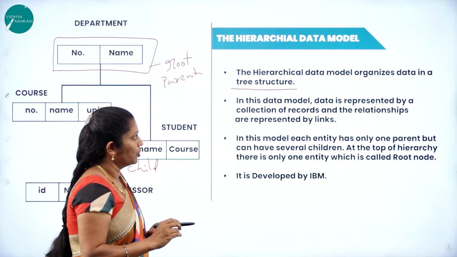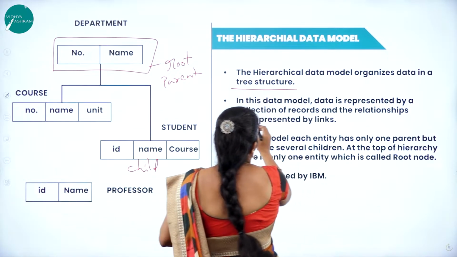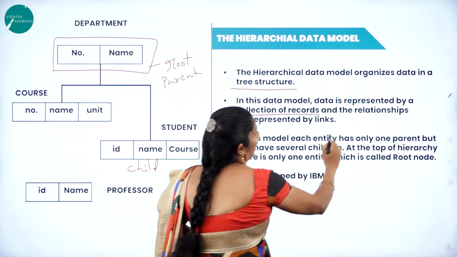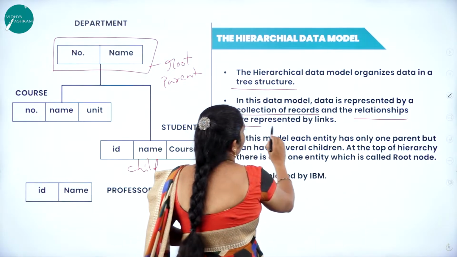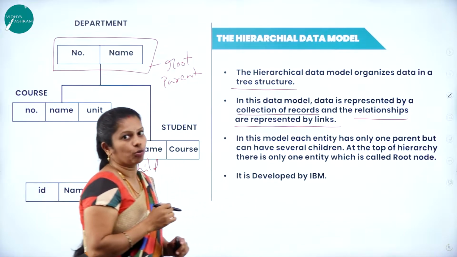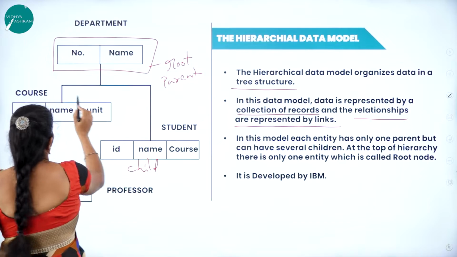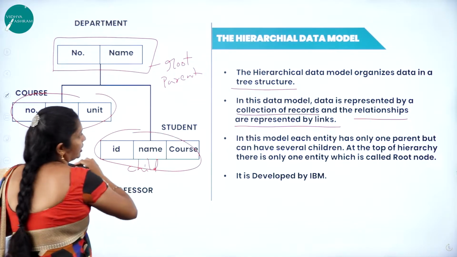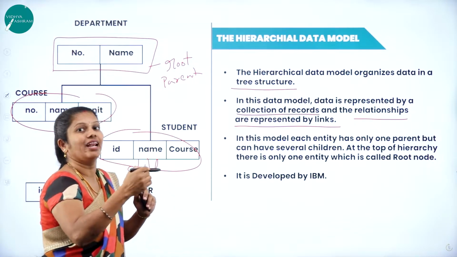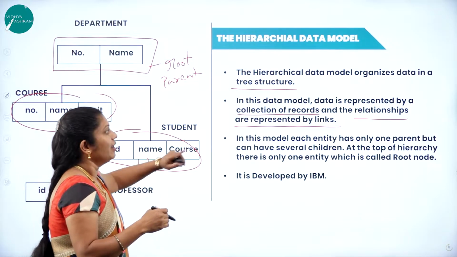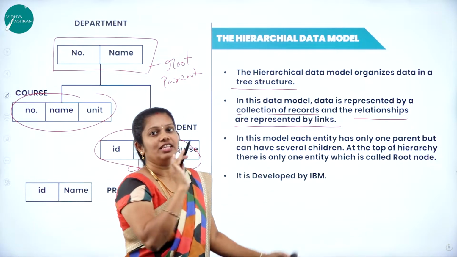In this data model, data is represented by a collection of records, and the relationships are represented by linking. Here we have the collection of records. Consider here we have one record, here we have one record, all the records, a collection of records and their relationships. What the relationship is and how exactly it is linked, everything you come to know.